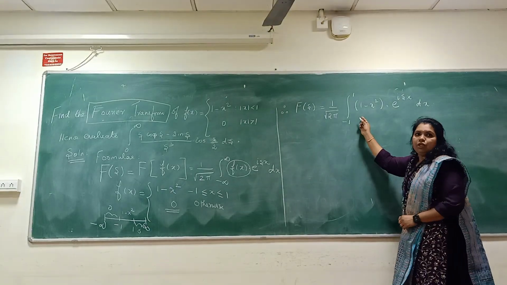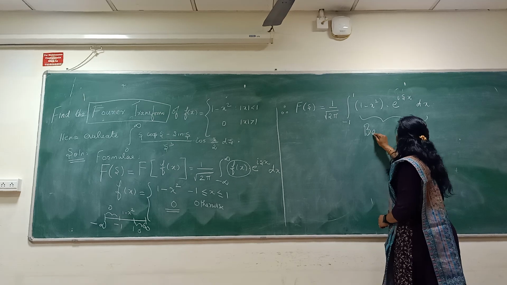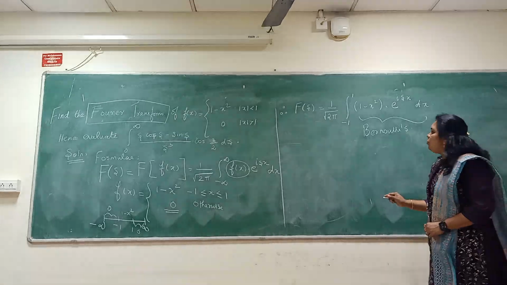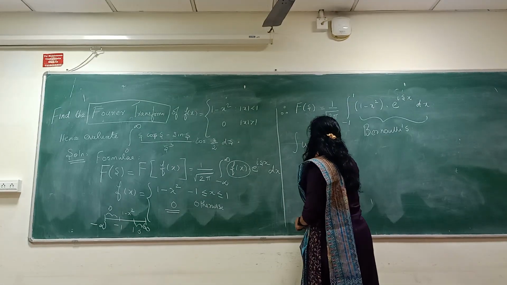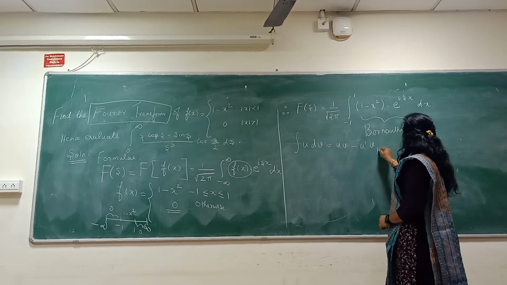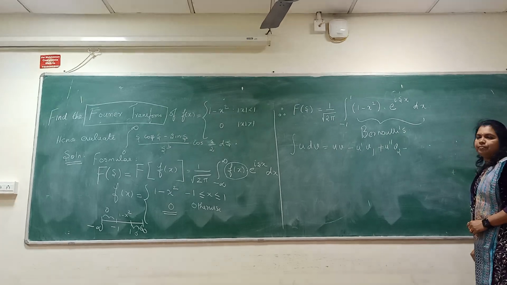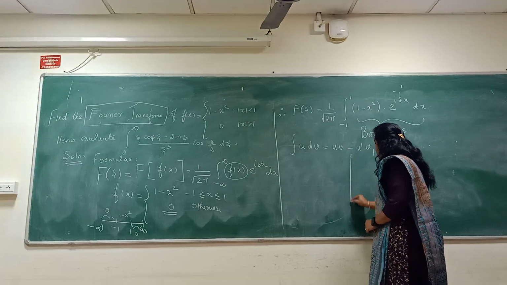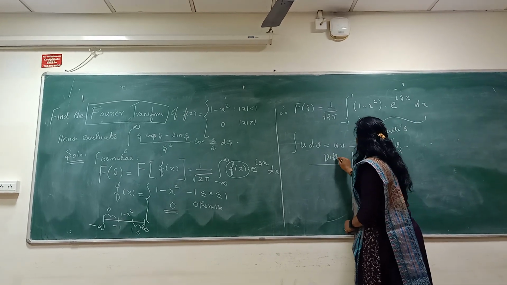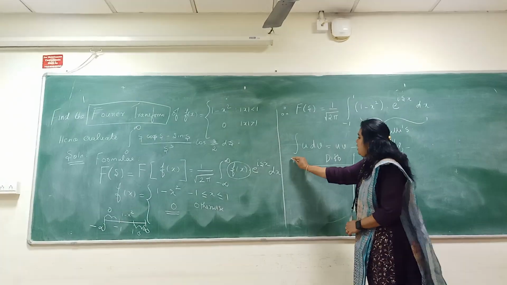Now how will we continue this problem further? We will apply the Bernoulli formula. What is the Bernoulli formula? Integral u dv is uv minus u dash v1 plus u double dash v2 minus etc. Now split it into two parts: one is differentiation, another one is integration. All of you know ILATE.